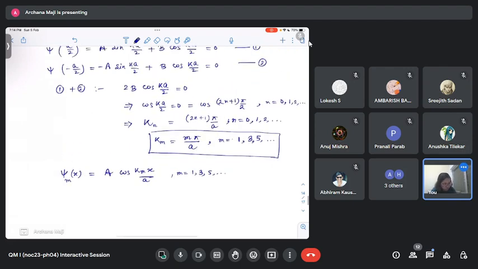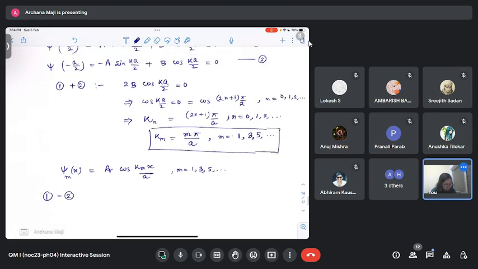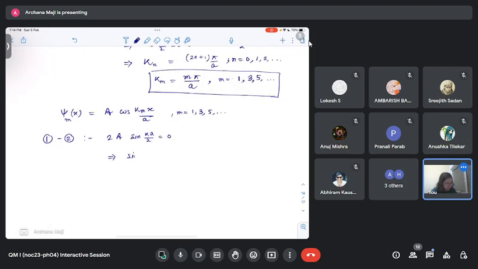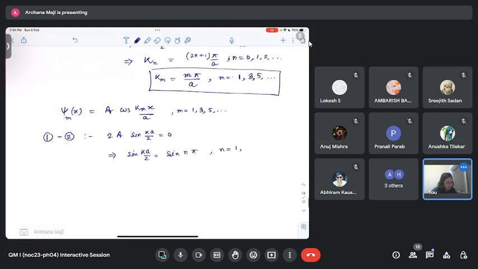Okay, now when we subtract equations 1 and 2, what do we get? We get 2A sin(ka/2) equal to 0. So what does that imply? Sin(ka/2) should be equal to sin(n pi), where n again should start from 1. Sine 0 is 0, we know, but for the wave function to be non-trivial, so that it does not vanish, we need to start n from 1, 2, 3, and so on.